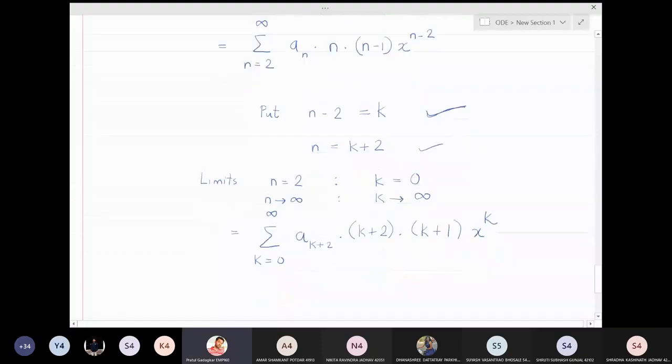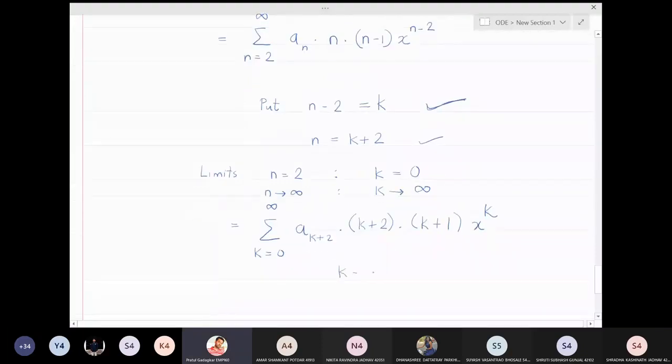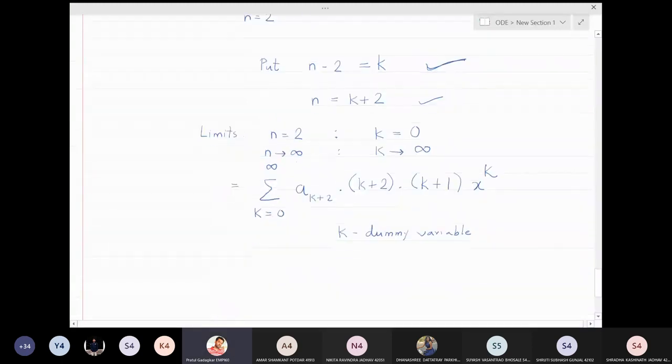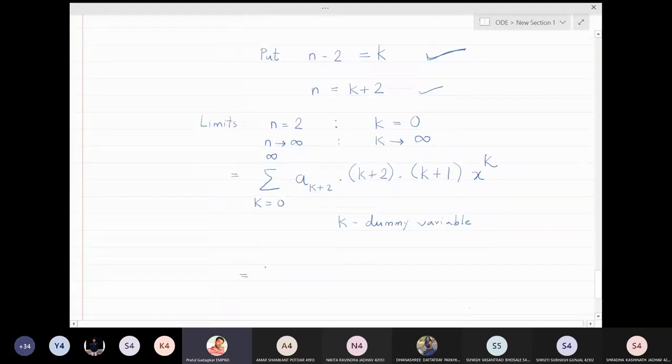And therefore I see that this k is nothing but what is called a dummy variable. Dummy variable means I can replace the alphabet k by any other alphabet. So just replace the alphabet k by n. So that is called a dummy variable. So n is going from 0 to infinity, a n plus 2 into n plus 2 into n plus 1 into x raised to n.